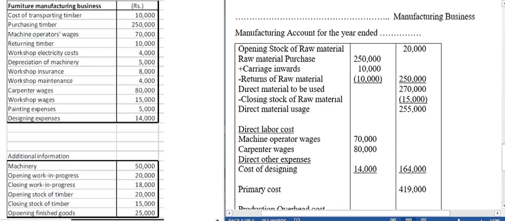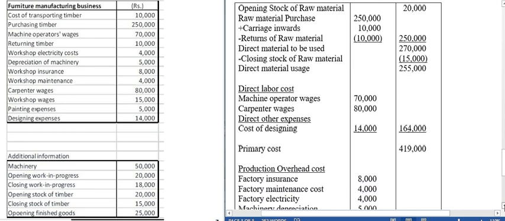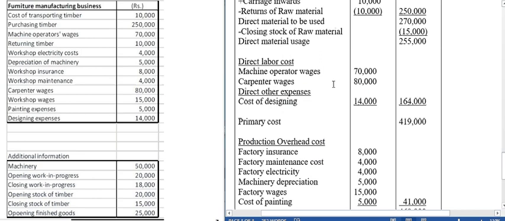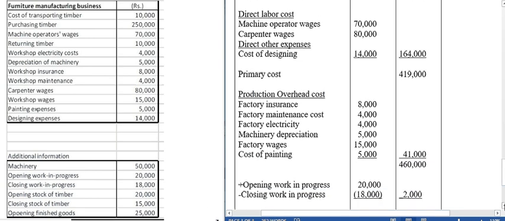For that, you have to add direct labor and direct other expenses. According to this example, direct labor and direct other expenses total 164,000. So the summation of direct material, direct labor and direct other expenses is 419,000. That means the primary cost of this business is 419,000. Then go to the production overhead cost. Take the summation. According to this example, the summation of production overhead cost is 41,000.